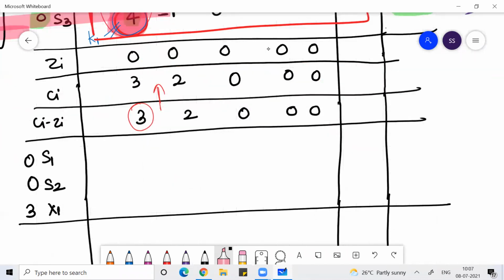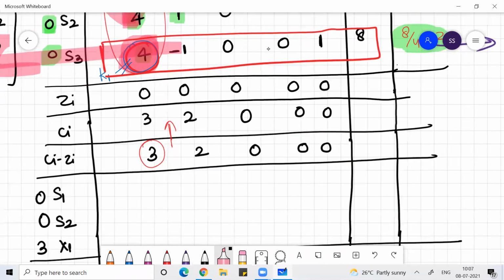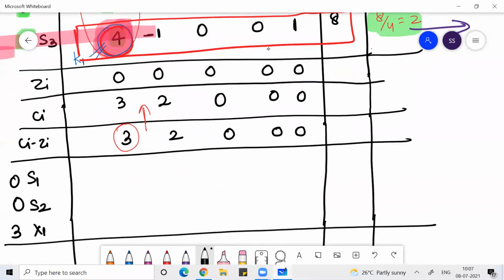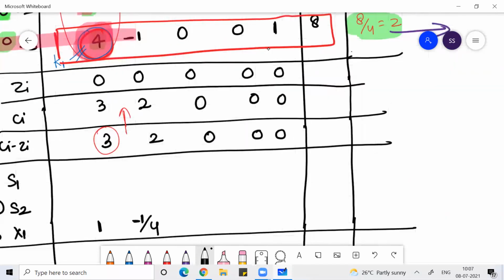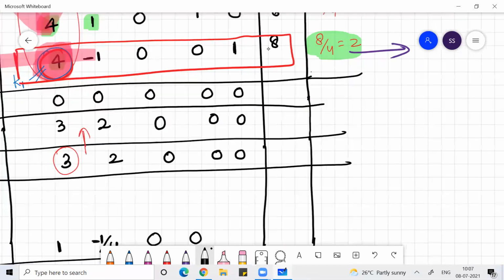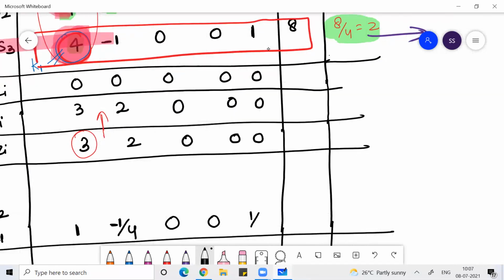So now I can find the value of X1. Whatever is my pivot element, I'll divide all the values of that row by that value. So 4 is my pivot element. 4 divided by 4 is 1. Minus 1 divided by 4, minus 1 by 4. Then 0 divided by 4, 0. 0 divided by 4, 0. Then 1 divided by 4 is 1 by 4. And 8 divided by 4 is 2.